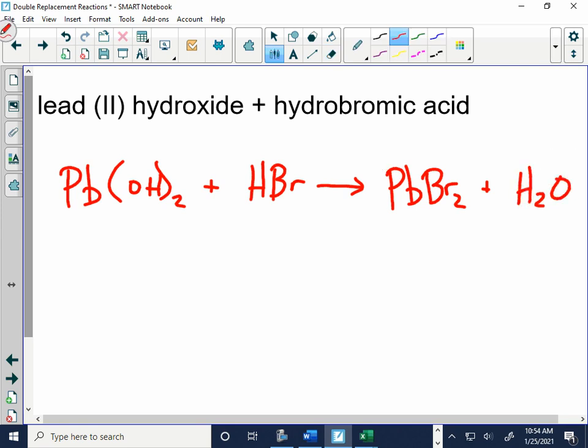So now I have my salt, the PbBr2, and I have my water. I need to go through and I need to balance. I can see that I need 2 bromines, so I'm going to put that 2 there. Once I have 2 bromines, my lead's good. On my reactant side, I have 4 hydrogens, so I need to put a 2 here, and hopefully that balances out my oxygens, which it does. So I've just performed that neutralization reaction. Any questions there?